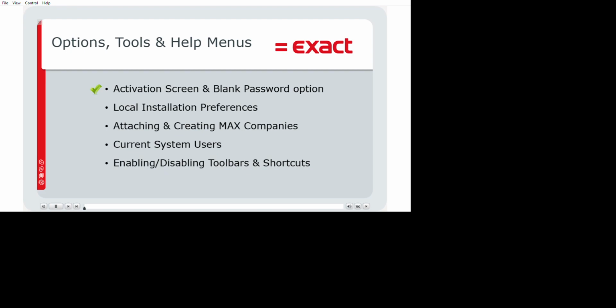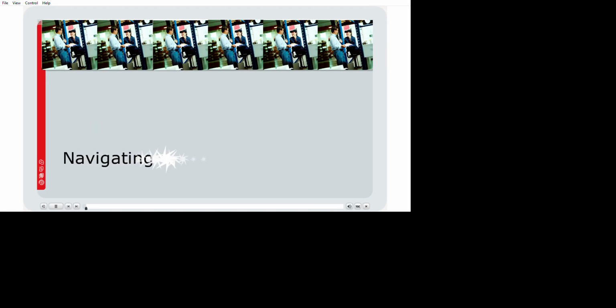We will discuss the activation screen and blank password options, local installation preferences, attaching and creating Mac's companies, system user information, and enabling and disabling the toolbars and shortcuts. Let's get started. The first topic is navigating the Options menu.